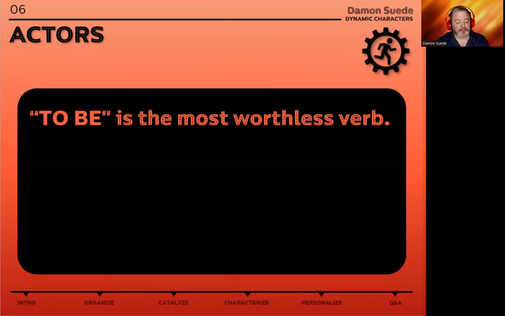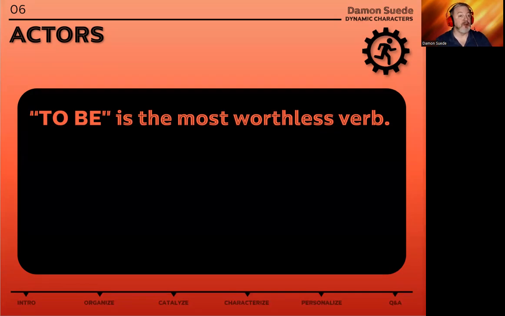The thing is, as authors, we tend to get bogged down in what characters are. To be, notoriously, is the most worthless verb, right? When you're writing, saying something is something, was something, it's actually pretty dumb. You're just assuming that existence is going to inspire belief in people.